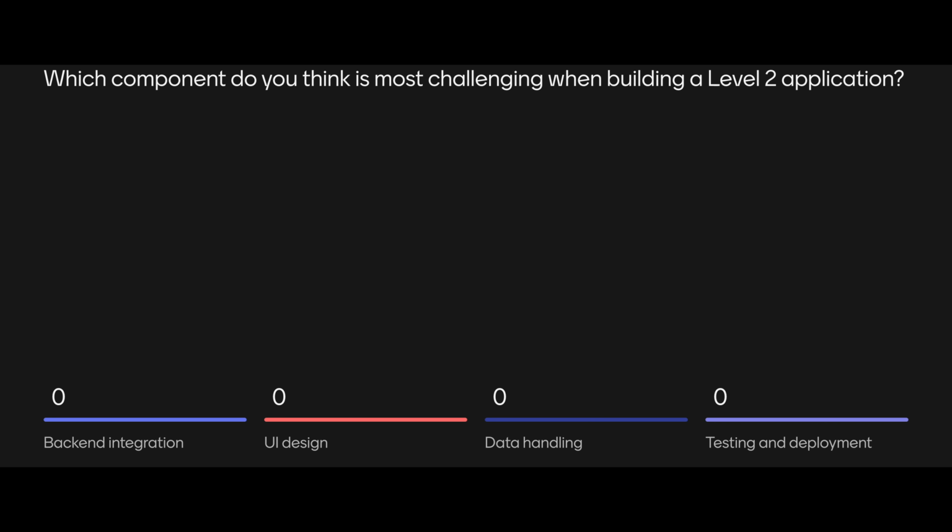Which component do you think is the most challenging when building a level 2 application? Backend integration, UI design, data handling, or testing and deployment? Let me know in the comments below.